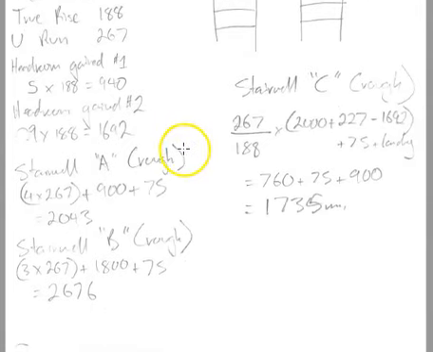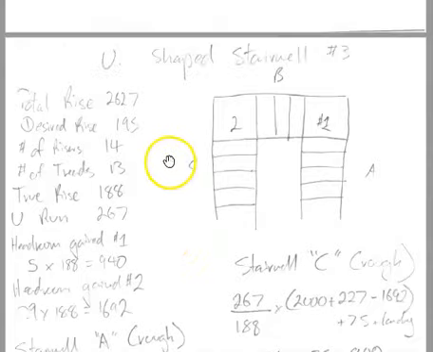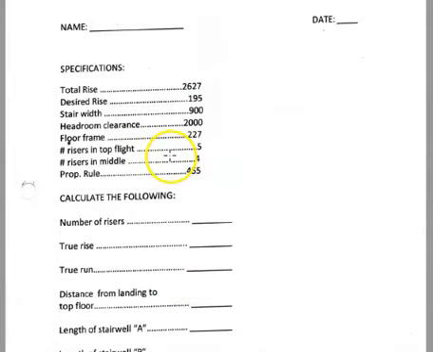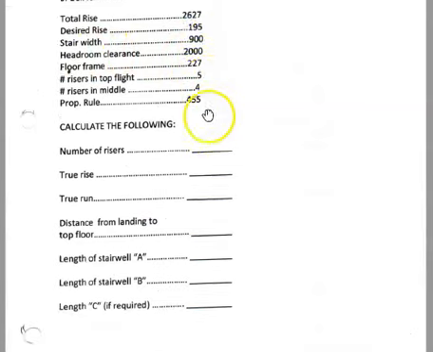Now, although it's not on the sheet, we also need to figure out, well, we should recognize that the vertical distance we're going to need to frame in our stairwell opening will be a function of our headroom clearance, which is 2000, and our floor frame, which is 227 millimeters. So put those two together, you get 2227. Okay, so that's the amount of vertical space you need above the stairs, to frame in that stairwell and meet code based on the clearance.